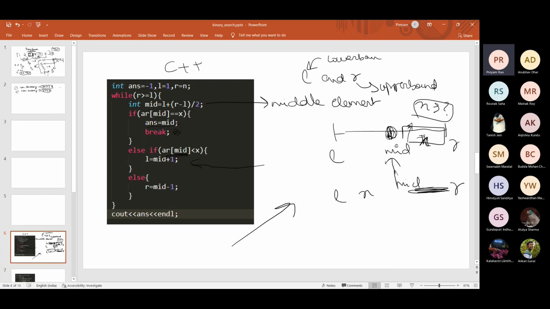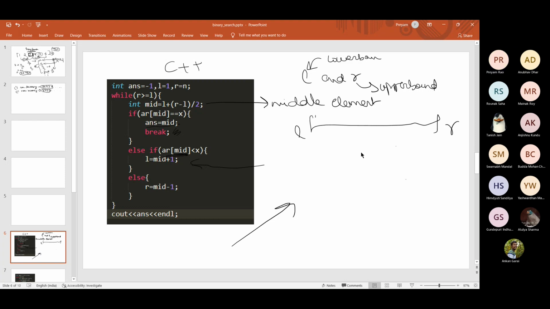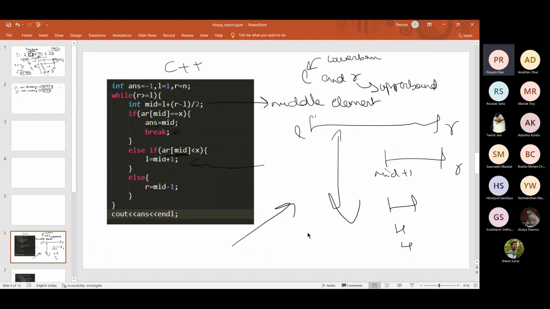So notice that in each case, we are just changing the boundary of the search condition. Initially it's L to R, then let's say it's on this side, so it becomes mid plus 1 to R. Then it becomes this and this and this. You can see that the search space is getting smaller and smaller, so this algorithm would run in log2 n time.